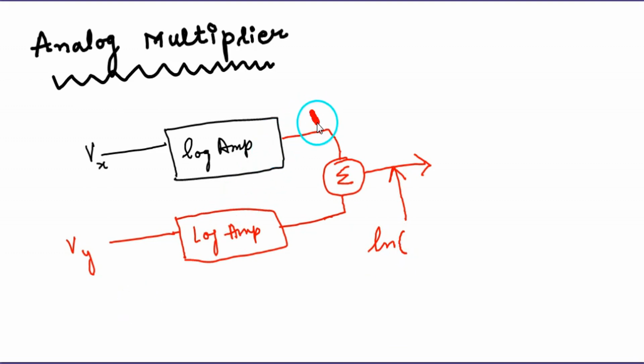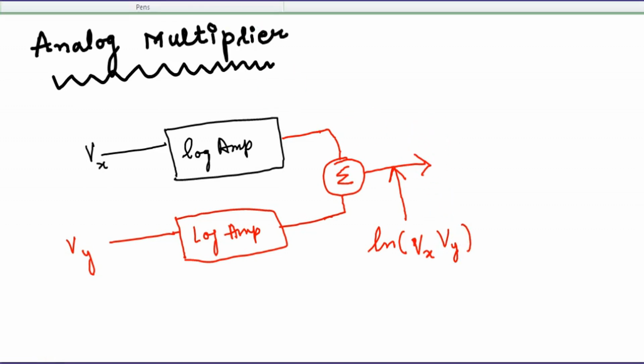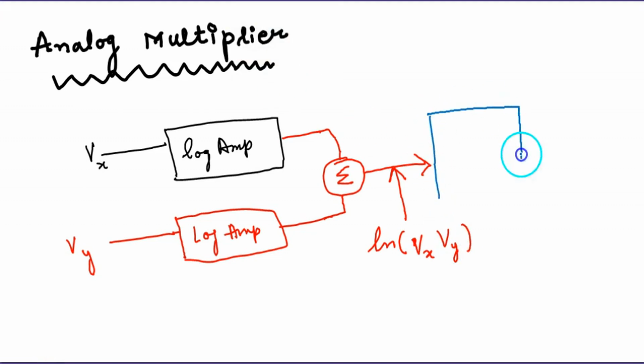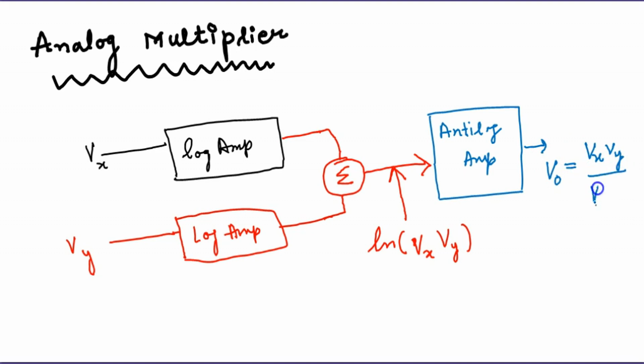So here we get logarithmic of Vx plus logarithmic of Vy. Log A plus log B is log AB. So log AB means logarithmic of Vx into Vy, which is then given to an anti-log device, and ultimately the output becomes Vx Vy upon V reference. So the output is the product of the two input voltages.